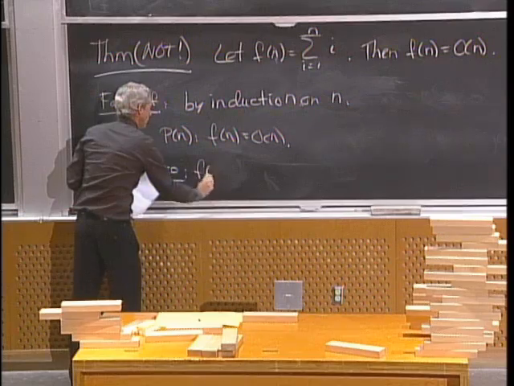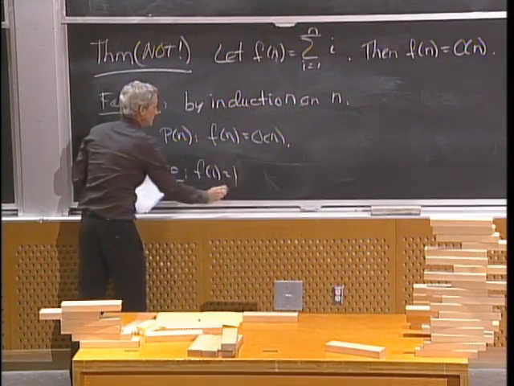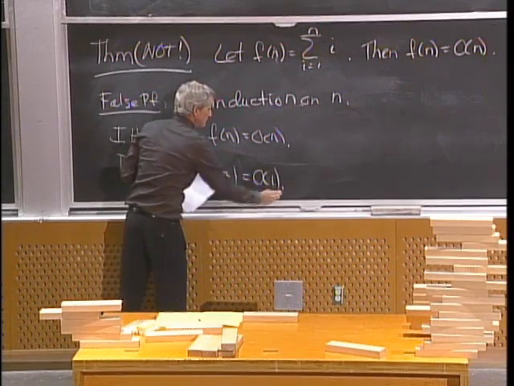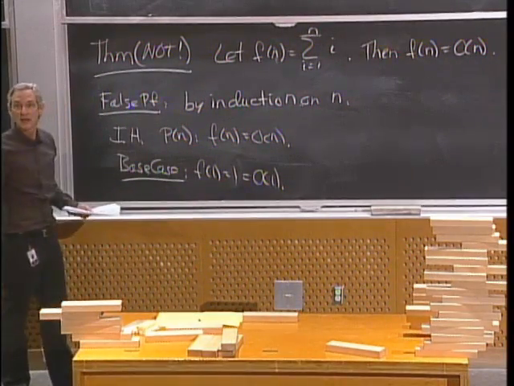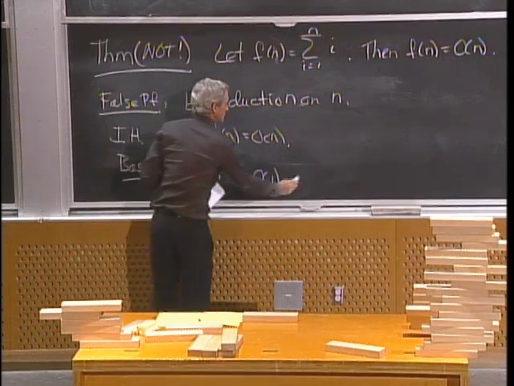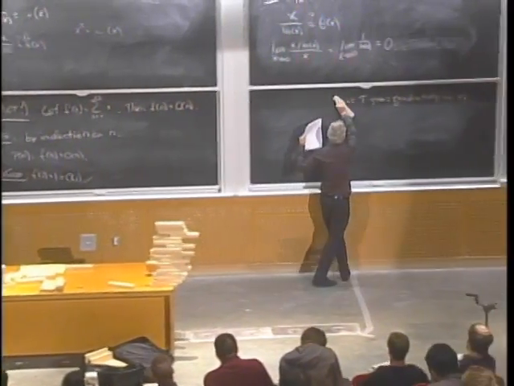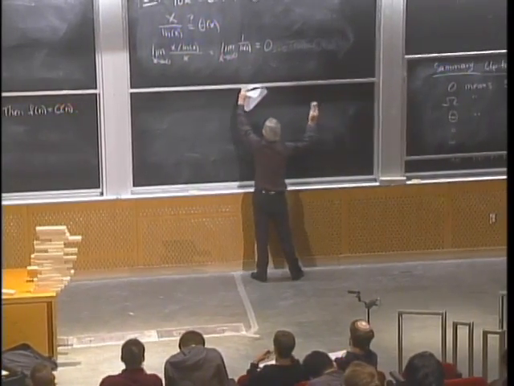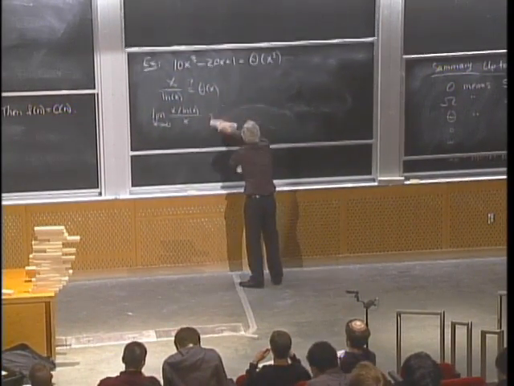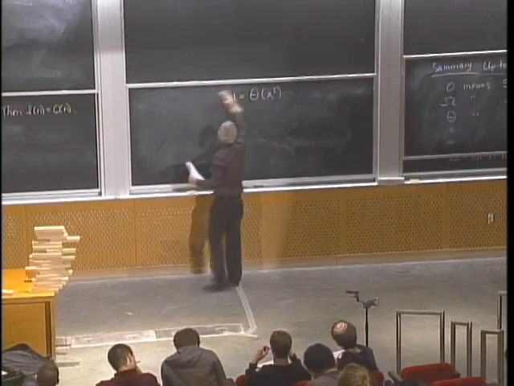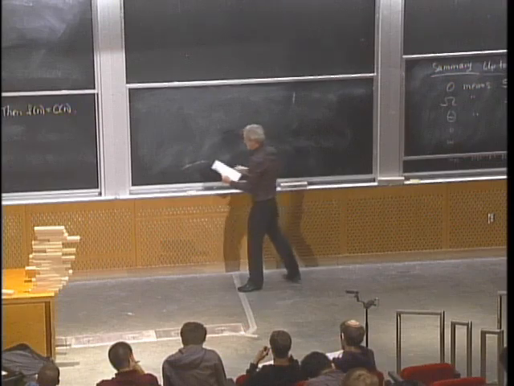Well, f of 1 is 1. And 1 is O of 1, surely. Even 10 was O of 1. Okay. All right, now we do the inductive step.